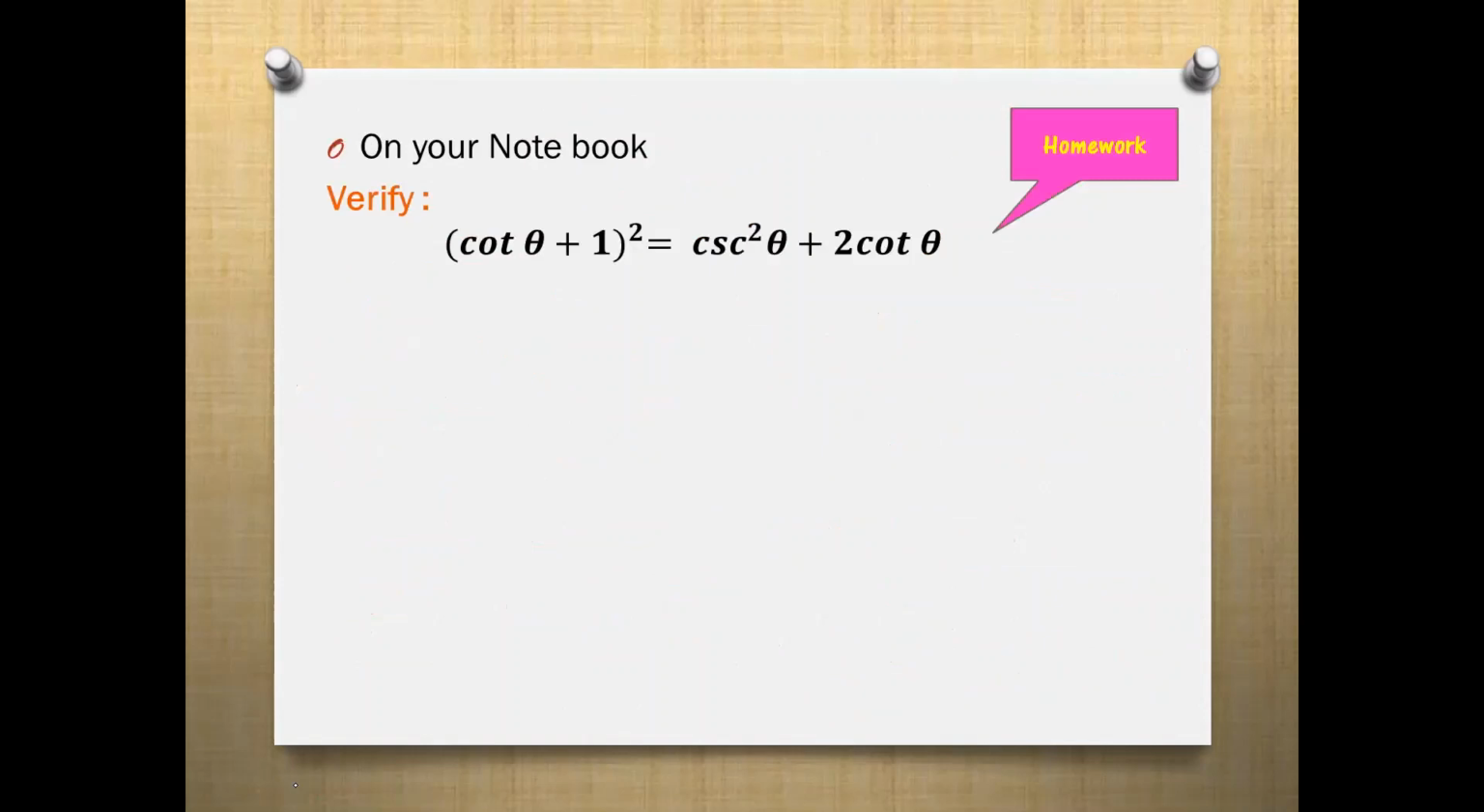Now please, as homework in your notebook, verify that cotan theta plus 1 squared is equal to cosecant squared theta plus 2 cotan theta.